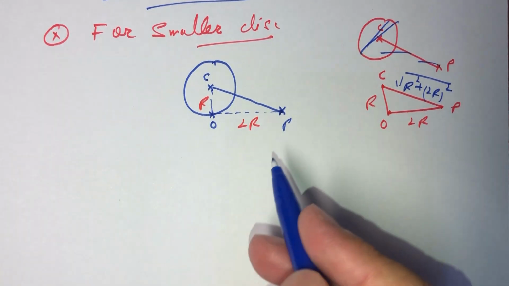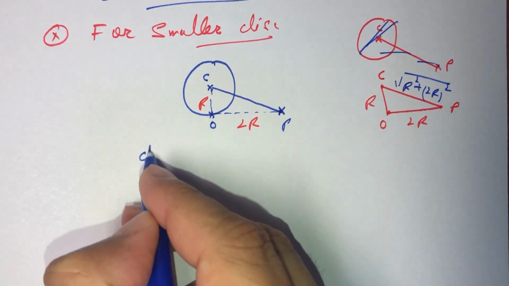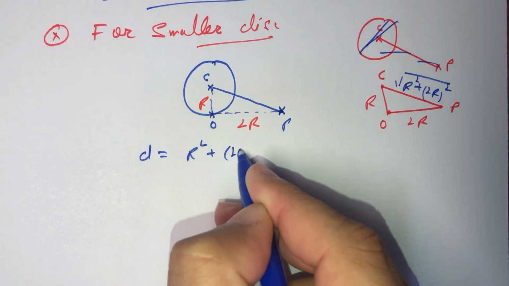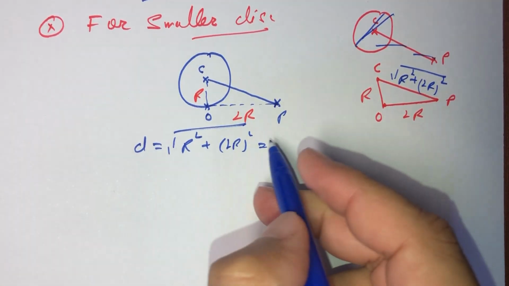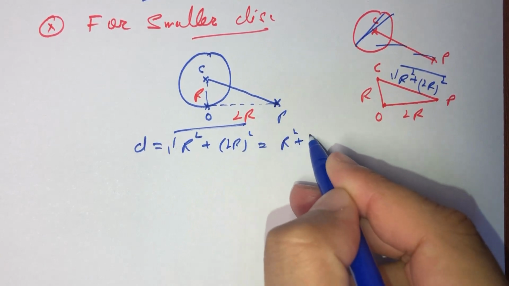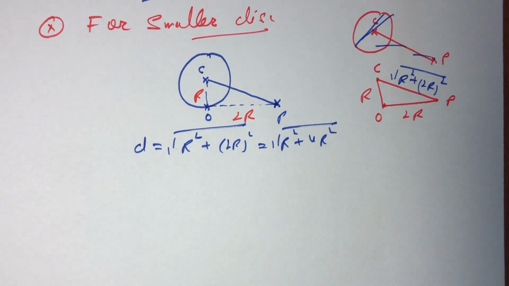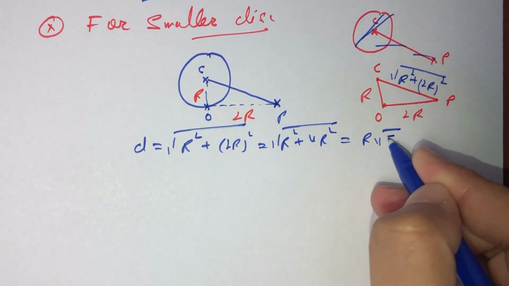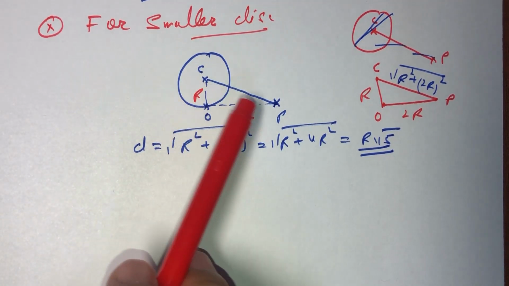Okay. So we found out that the value of D is equal to the square root of R square plus 2R square, which we can write as the square root of R square plus 4R square. So we get distance D will be equal to R multiplied by square root of 5. This is the distance between the axis passing through C and the axis passing through P.